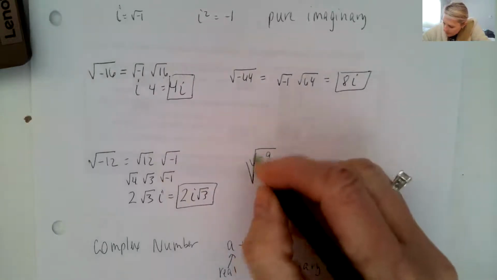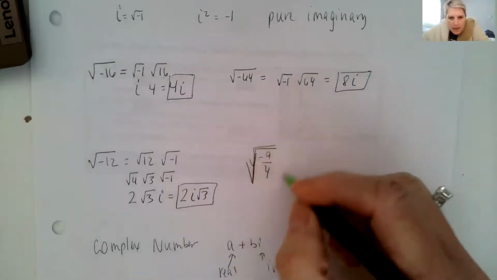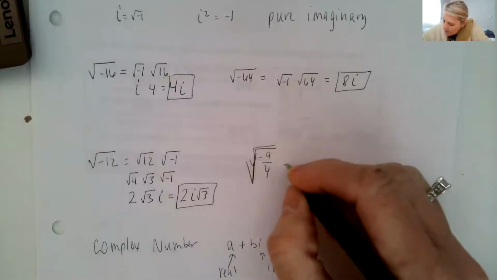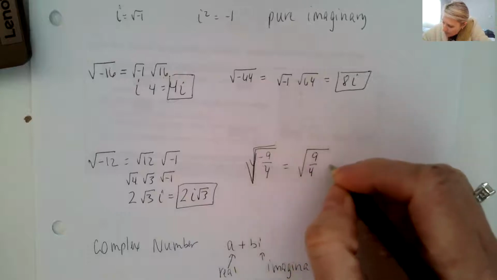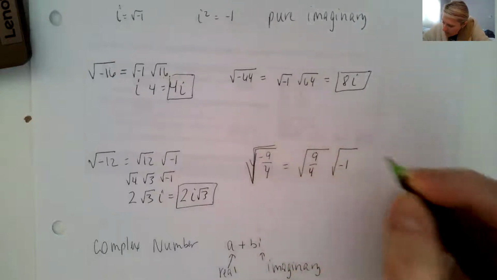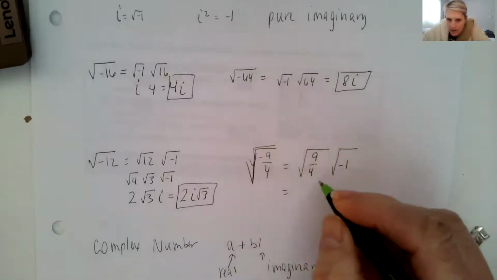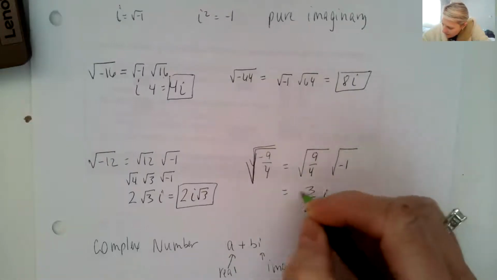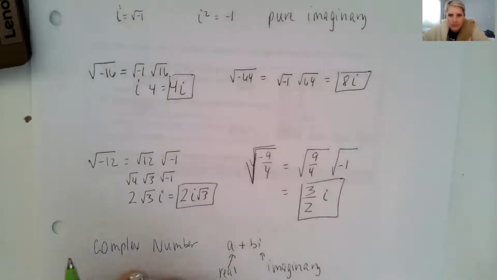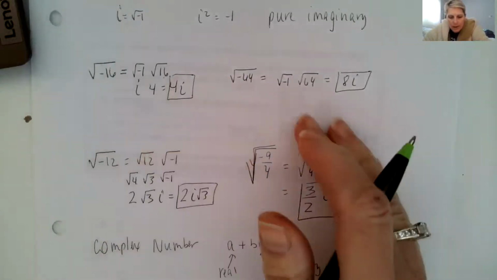My next example really should have been the square root of this fraction, -9/4. We can separate that into the square root of 9/4 times the square root of -1, and that is 3/2 i. So these are all pure imaginary numbers.